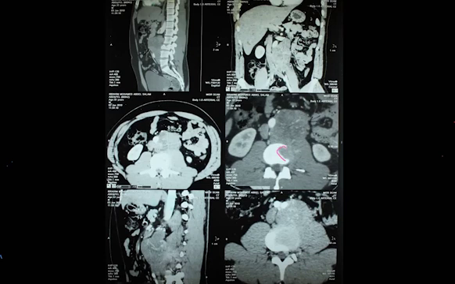Okay. Where do you suggest the cava is? Maybe you can see it on the coronal image. Maybe on the coronal image, it's this one. Yes. Can you see the cava on the coronal image?